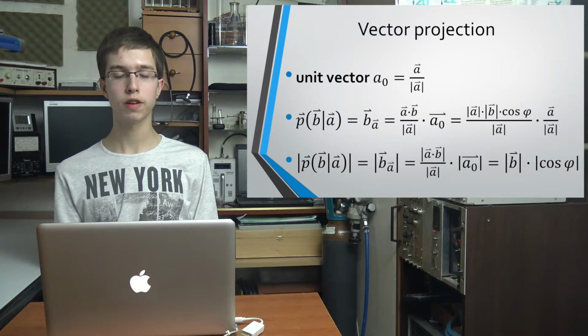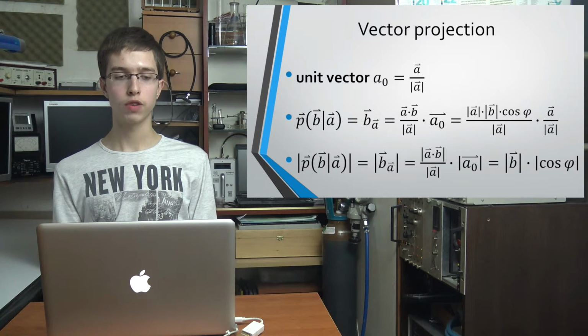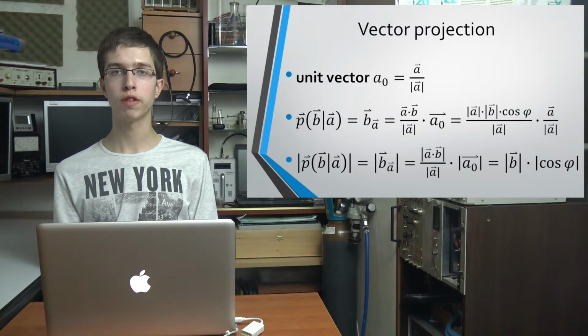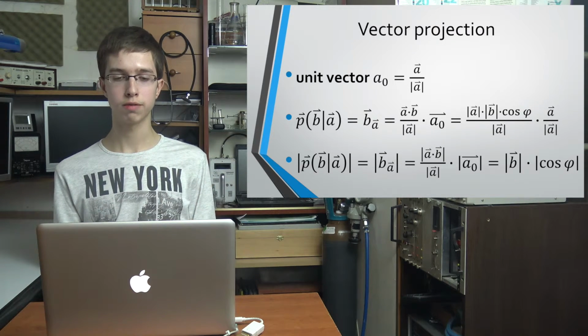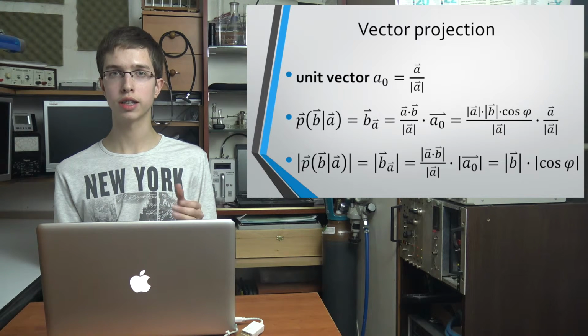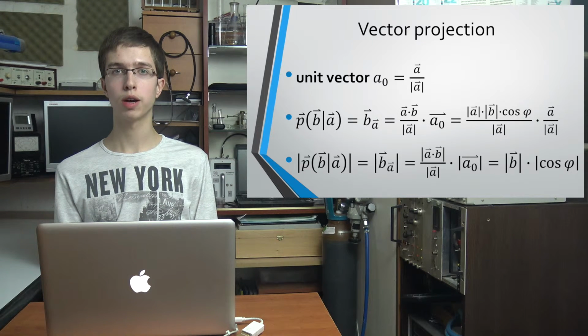Now we have to define a unit vector, which is the proportion of a vector and its length. The first formula is the projection of vector b onto vector a. We calculate it via this formula, where this unit vector is also included. And the second formula tells us about the length of this projection.